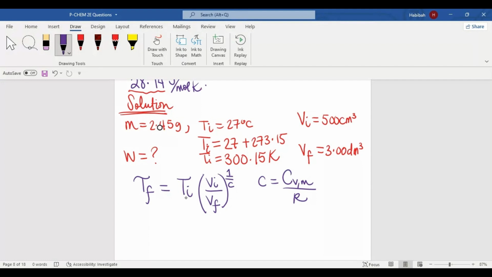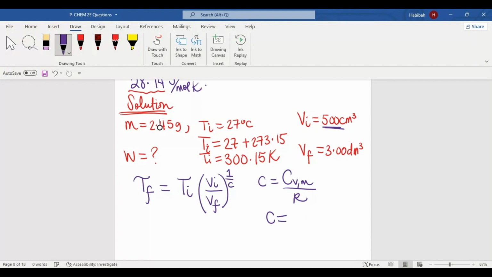So let's find what our value for c is. We have the initial temperature given to us. We have the final volume given to us. We have the initial volume given to us. But the only issue is that our initial volume is in centimeter cubed. We have to make sure that both initial volume and final volume are in the same units. So let me quickly solve what c is, and then we're going to convert 500 centimeter cubed to dm cubed. That has to happen in order for us to properly substitute.